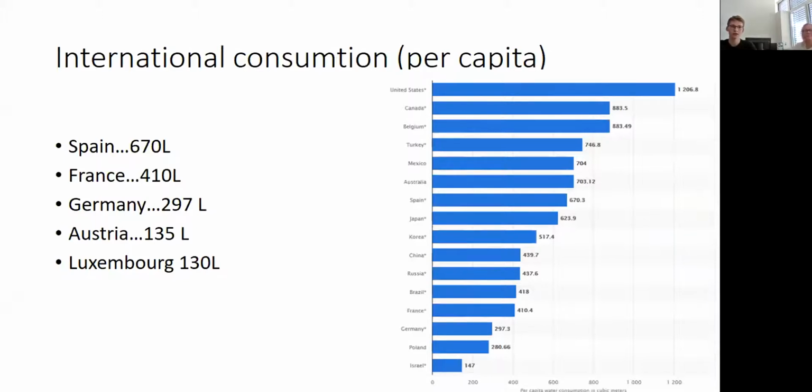So there we see a statistic about the international consumption per capita per day. In the first three places, we have the United States, Canada, and Belgium. And we have also listed five countries: Spain, France, Germany, Austria, and Luxembourg.